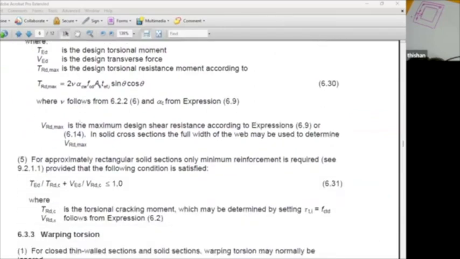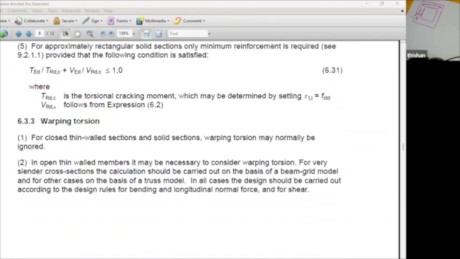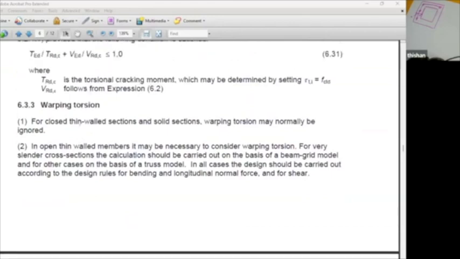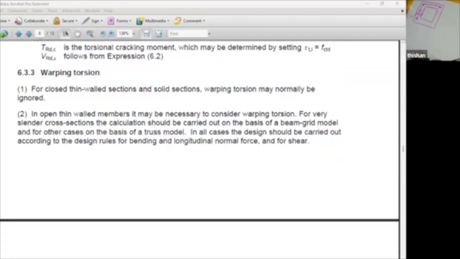So that's how it goes. And then in the case of open sections, there's something called warping torsion, but generally these days we can easily take precautions against warping torsion. So I will not worry too much about it, because for closed thin wall sections and solid sections, warping torsion may normally be ignored. For rectangular sections, solid square sections, and also hollow sections, you can ignore it. So you don't have to worry, as long as they are closed.